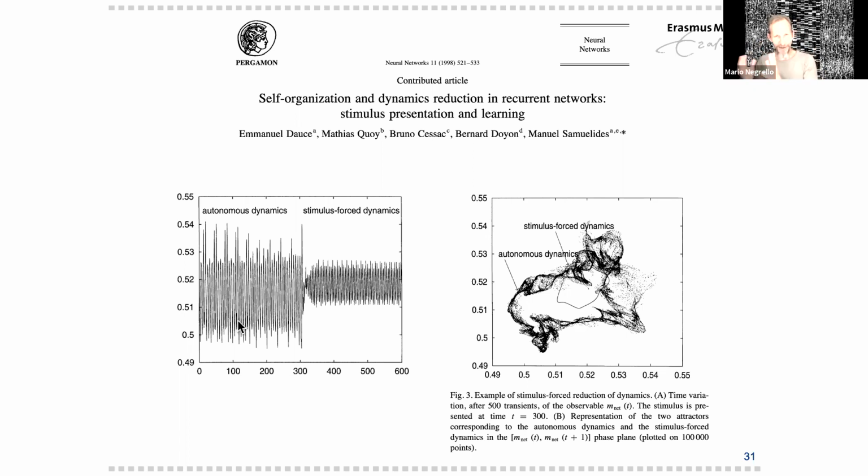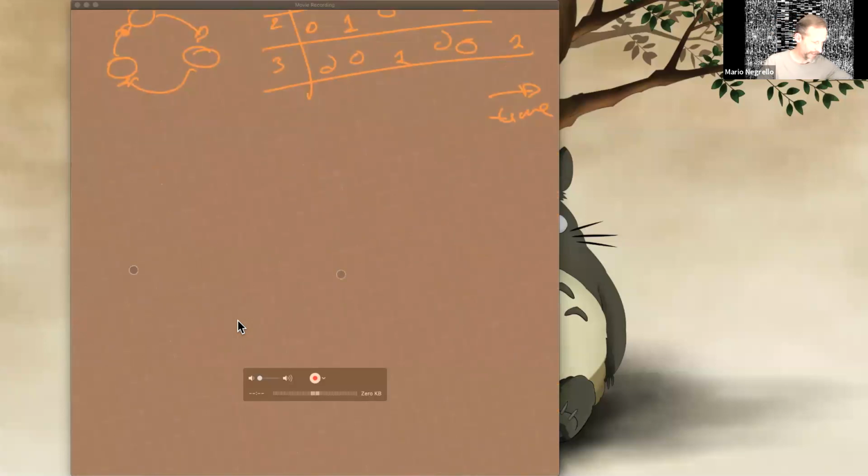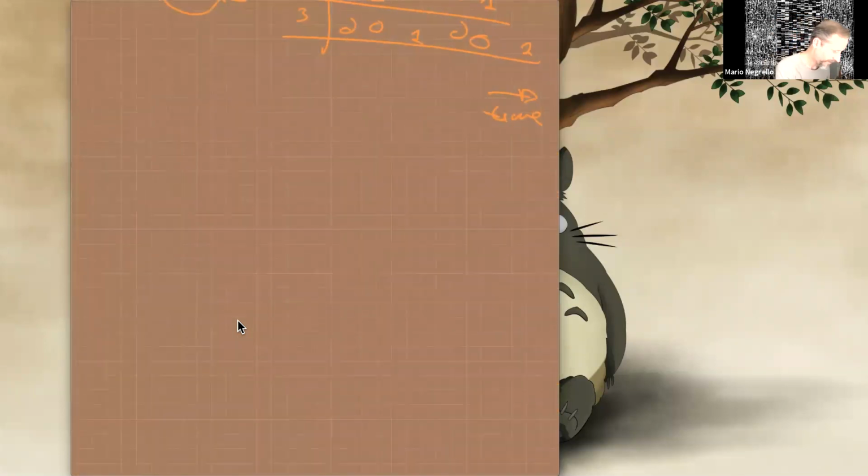On the right panel is another representation that's quite beautiful. It's called the first return map. Here we're plotting the average activity of the network at time t against the average activity of the network at time t plus 1, the first return map. Just to make perfectly clear, what we're plotting there is the average of all of the neurons, at time t versus time t plus 1.